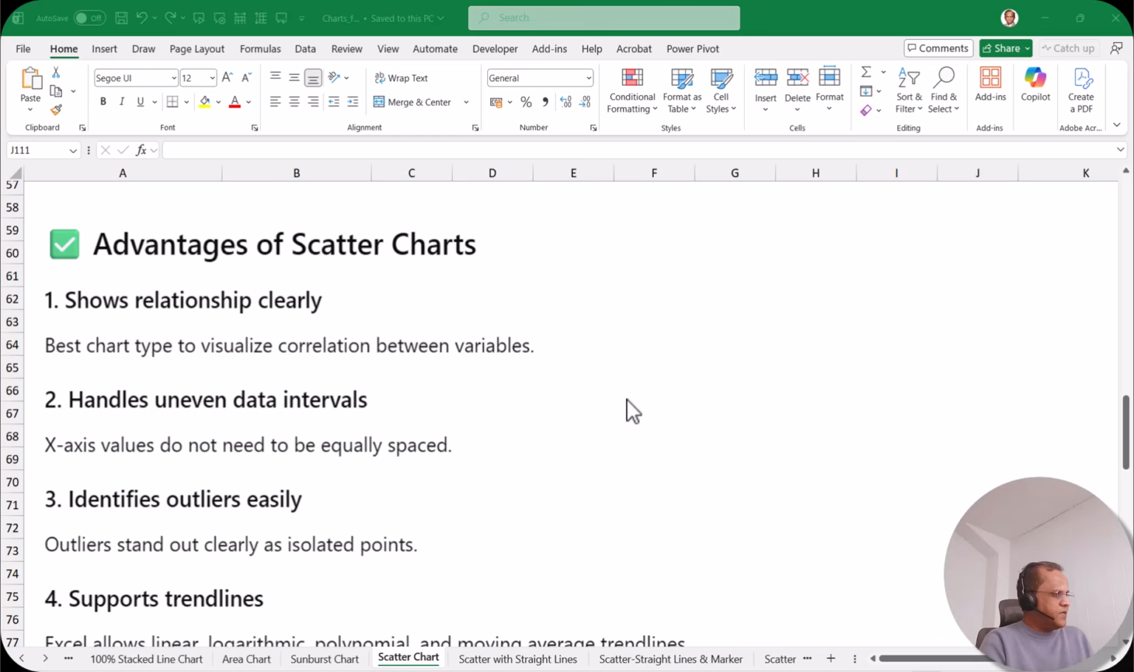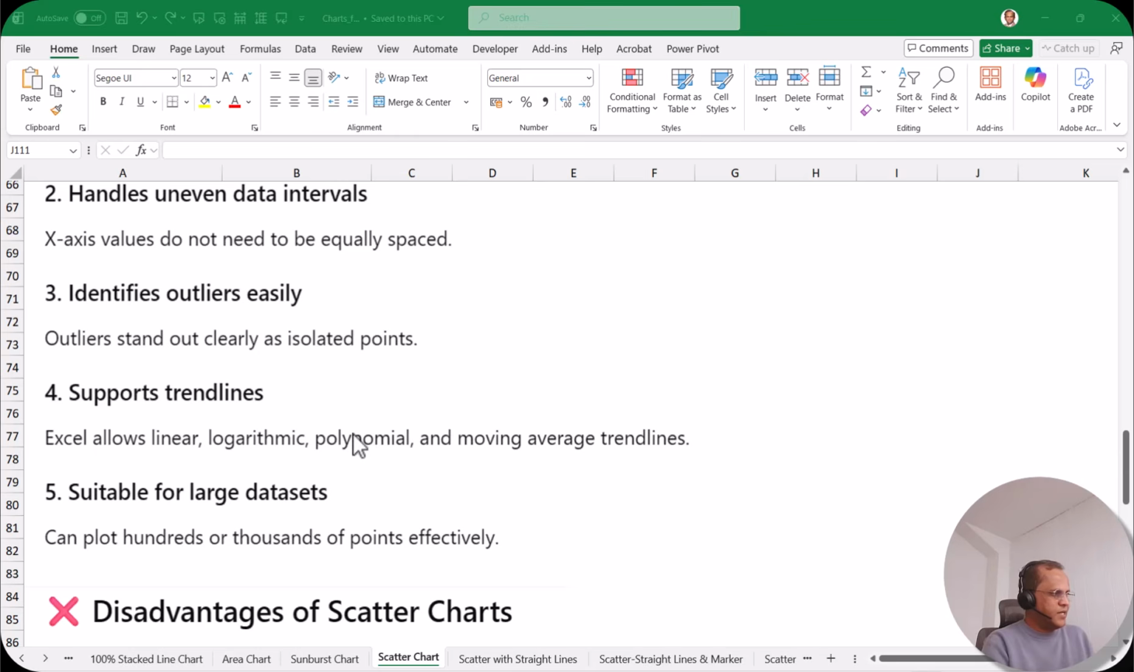Third one is it identifies outliers easily. So outliers you can very well identify in the scatter chart. Fourth one, it supports trend lines. Excel allows various types of trend lines like linear, logarithmic, polynomial, moving average, etc. So that can add more information to your chart. And the fifth advantage is it is suitable for large data sets. Even if we are having, let's say, 10,000 records or 100,000 records, we should not worry. We can easily use the scatter chart.